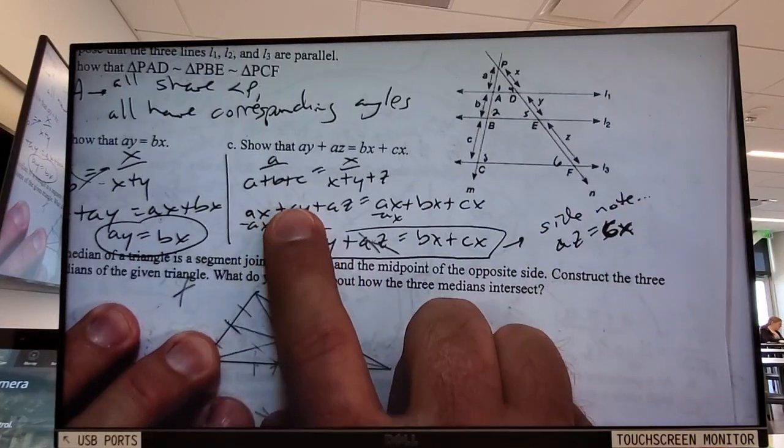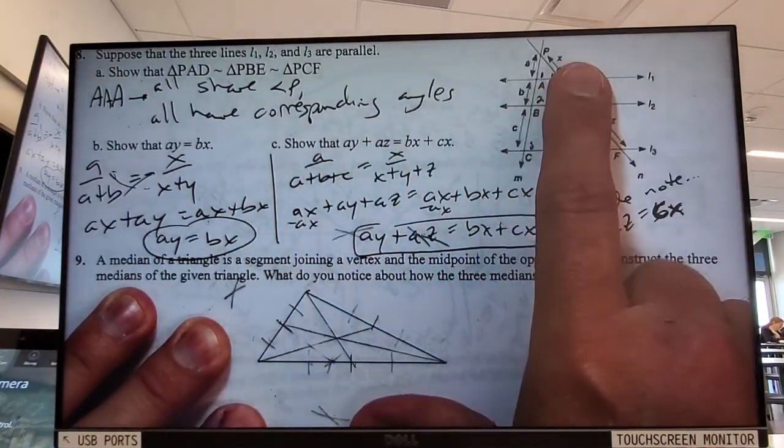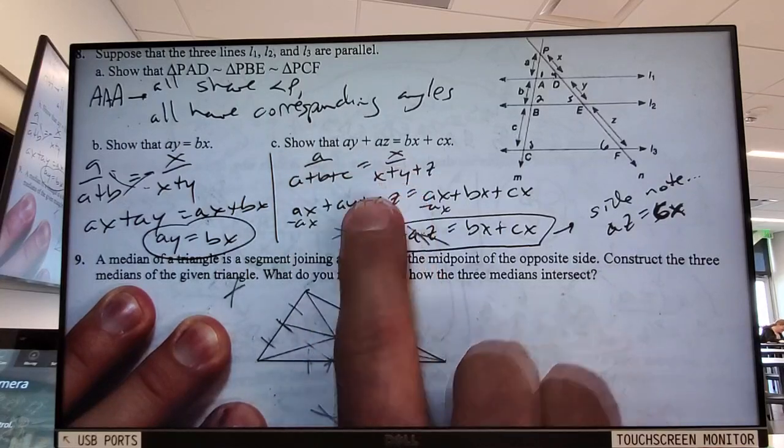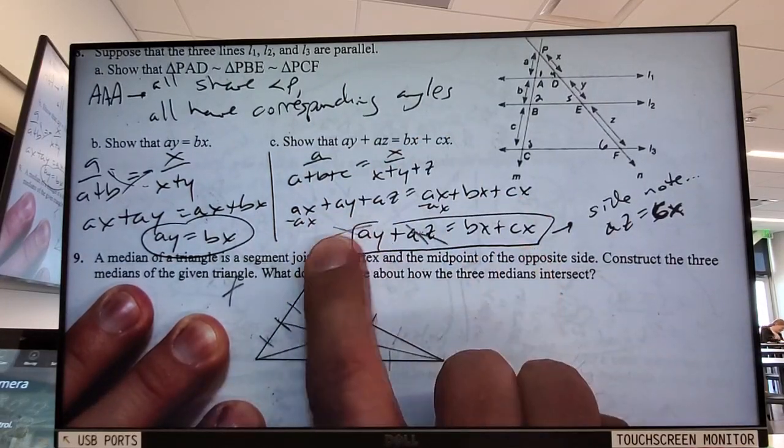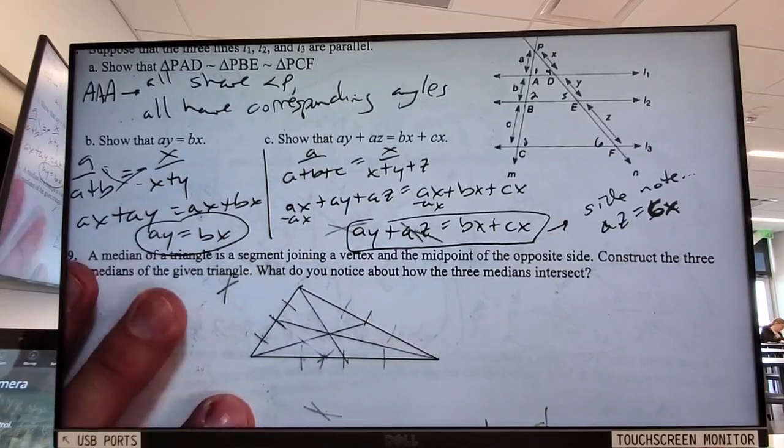So part C, it involves the tiny and the big. Tiny and the big, and you cross multiply, and then a bunch cancels. Or not a bunch, I'm sorry, just the AXs.